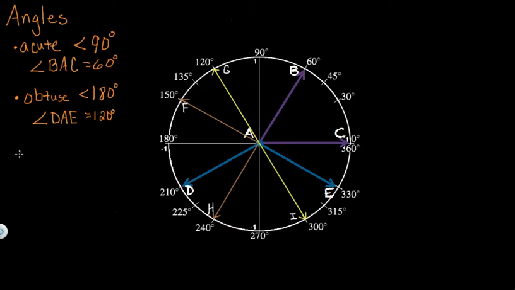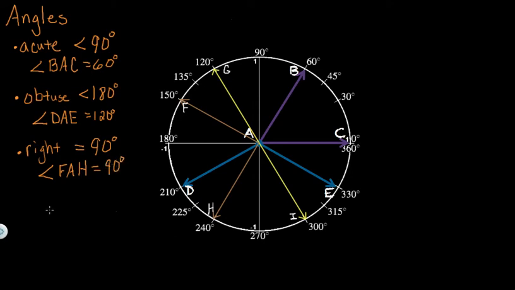Next, we have what are called right angles. Right angles are exactly equivalent to 90 degrees. An example of a right angle is the angle FAH, the brown angle that we see here. It is 90 degrees. If we take the 240 degrees that it starts at and subtract the 150 degrees, we are left with 90 degrees. So angle FAH or angle HAF, either one, is a right angle because it is equal to 90 degrees.